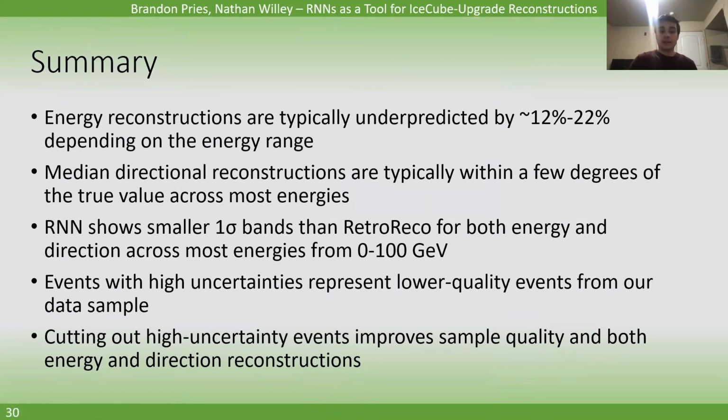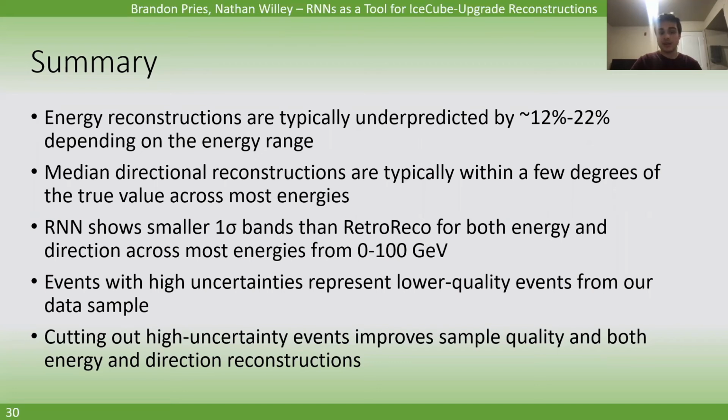So that is all that I have done. I'll bring us home by giving a summary of what Brandon and I have talked about. For the RNN, our energy reconstructions are typically underpredicted by about 12 to 22%, depending on the energy range. This is honestly pretty good, especially if you compare it to something like the likelihood-based fit, which uses a shift to get it to the one-to-one line. It's very comparable. Our median directional reconstructions are typically within a few degrees, so we're very good at predicting direction.